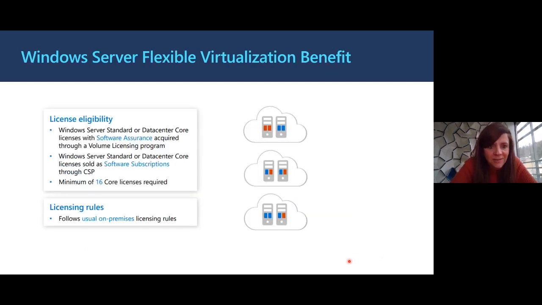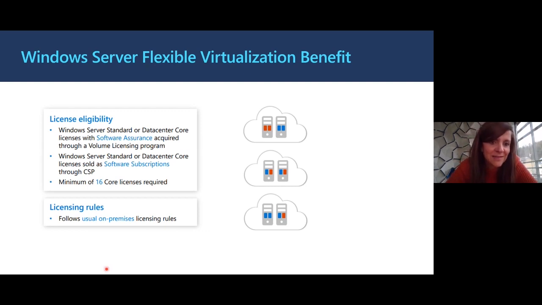A quick look into the eligibility requirements. These are the rules of the on-premises licensing that will also translate to your environment. So what licenses are eligible? It is about licenses with Software Assurance included, and license subscriptions that you have bought through CSP. You still need to own 16 core licenses, so you still need to have at least 16 cores in your licensing portfolio.